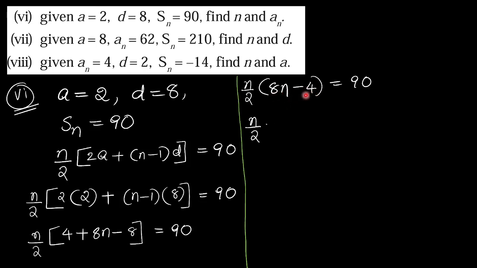8n minus 4, I can take 4 common. If you see any common term, you must take it out. Taking the common term is very important for simplification. So from 8n, 4 is taken out. Only 2n is remaining. And from 4, 1 is remaining. So 8n minus 4 is this, equal to 90.